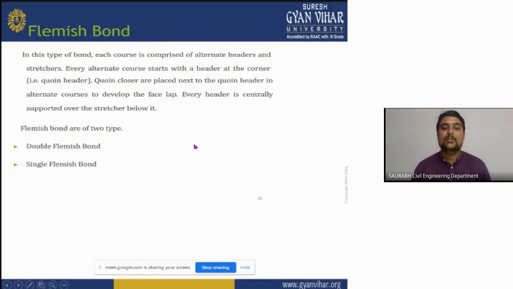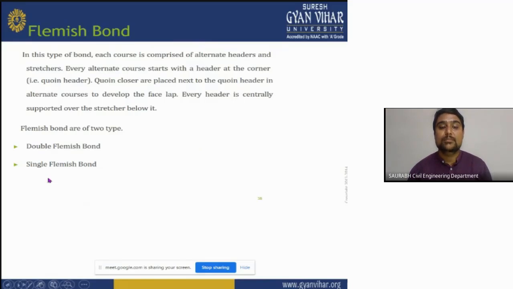Now we will see the Flemish bond. What is the Flemish bond? In this type of bond, each course is comprised of alternate headers and stretchers. Every alternate course starts with a header at the corner. Queen closers are placed next to the quoin header in alternate courses to develop the face lap. Every header is centrally supported over the stretcher below.